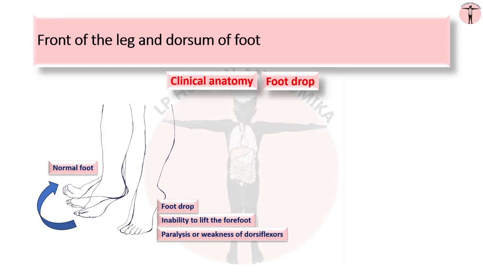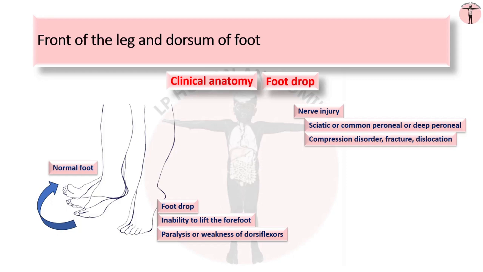The mechanism of injury can be due to the following. Direct nerve injury to the sciatic nerve or common peroneal nerve or deep peroneal nerve. This can be due to compression disorder like the anterior compartment of leg syndrome, or fracture or dislocation. Injury to the nerve roots in the spine may also cause foot drop.